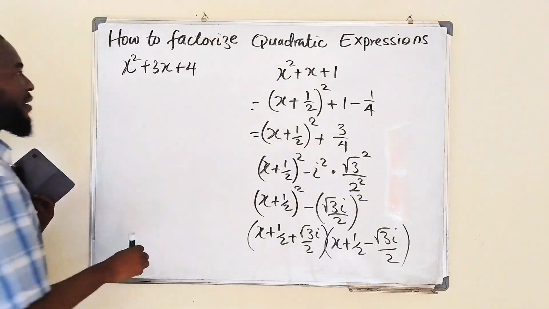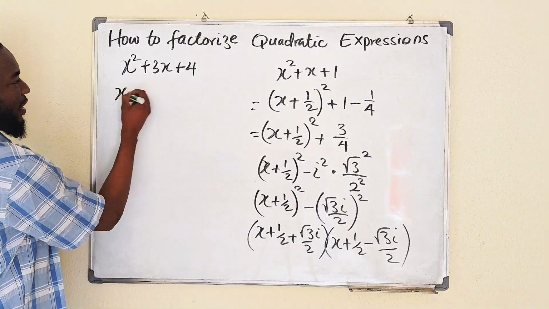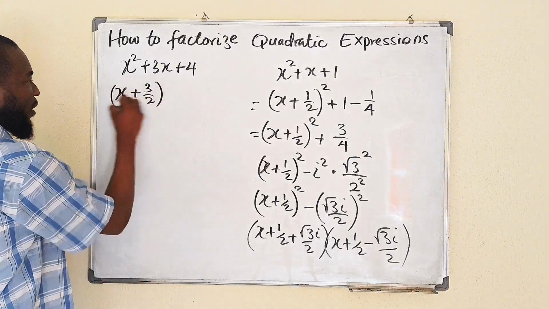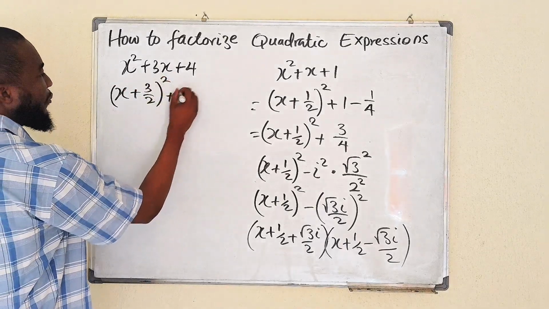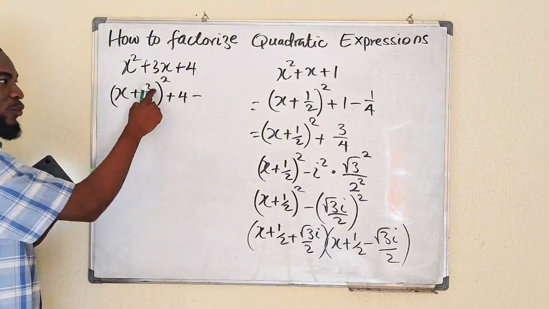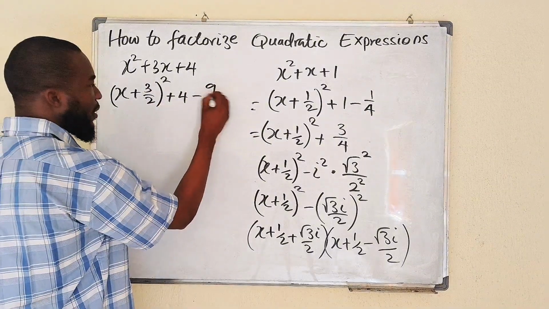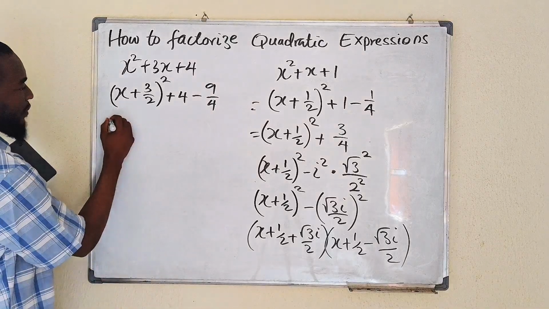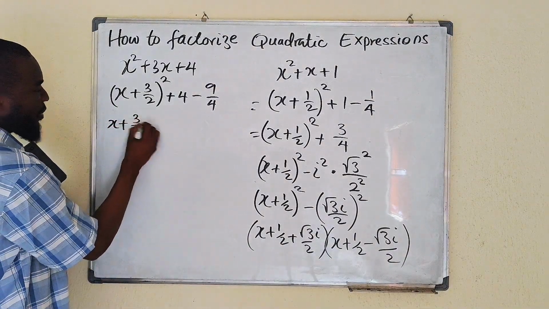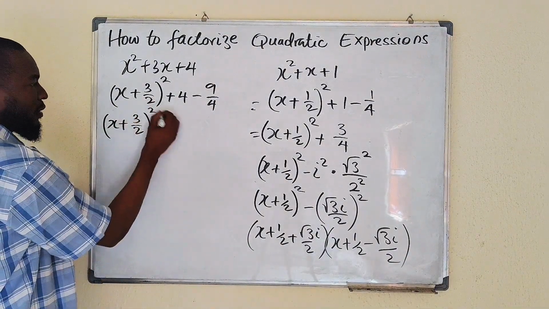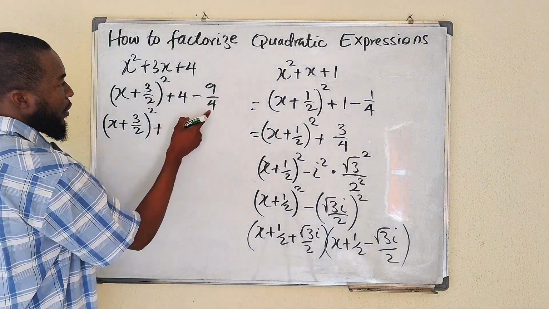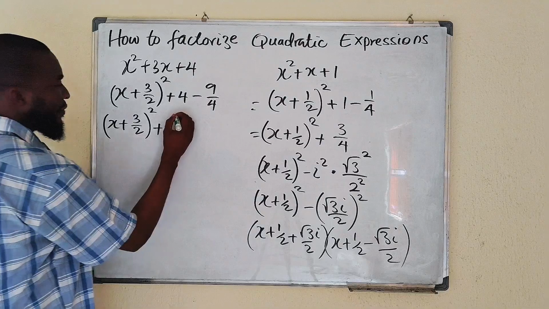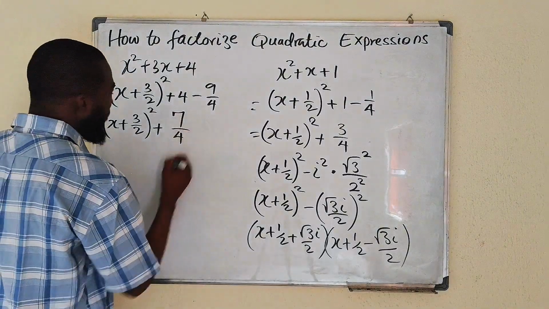We are going to apply the same principle. We take x here. Half of this will be 3 divided by 2. Then you square that, then plus 4, then minus the square of this, which is 9 divided by 4. 3 squared is 9, 2 squared is 4. So we have x plus 3 divided by 2 whole squared, then plus 4 times 4 is 16, and 16 minus 9 is 7 divided by 4.